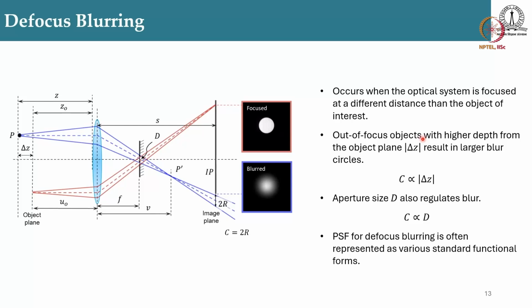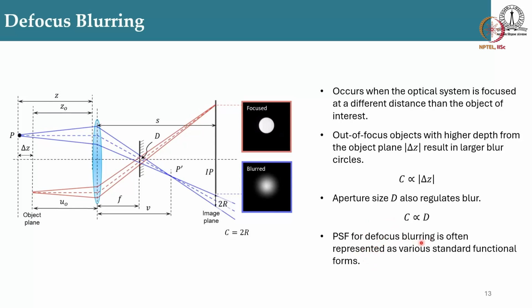We have seen that for out of focus objects with higher depth from the object plane, the size of the blur circle is larger, which means that the blurring is larger. So we have seen that c is proportional to delta z. We have also seen that the aperture size regulates the blur. For larger aperture openings, we have larger blur circle diameters, which means more blur.